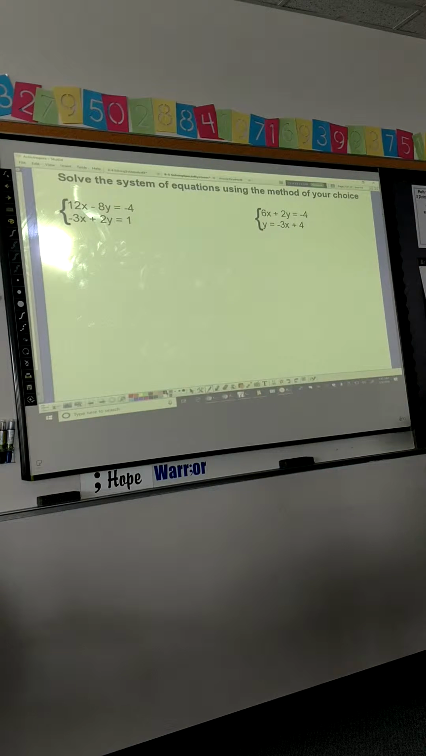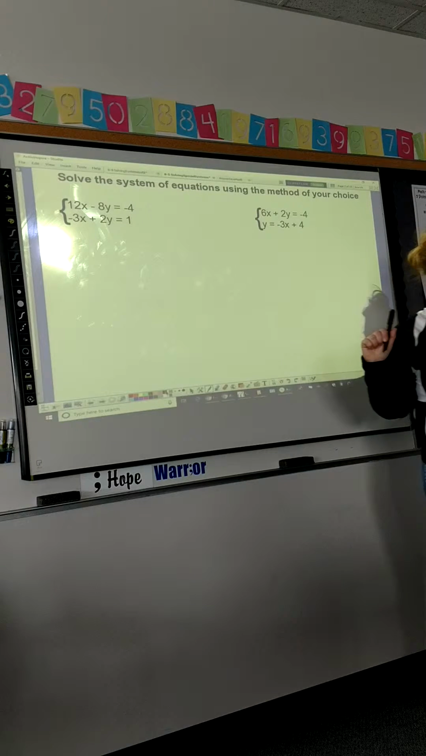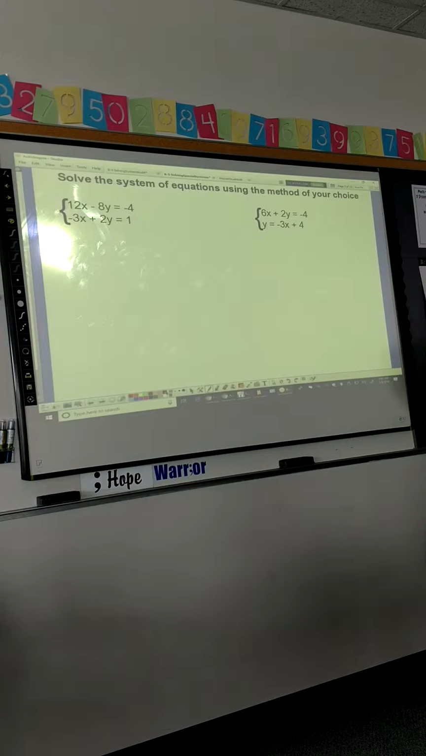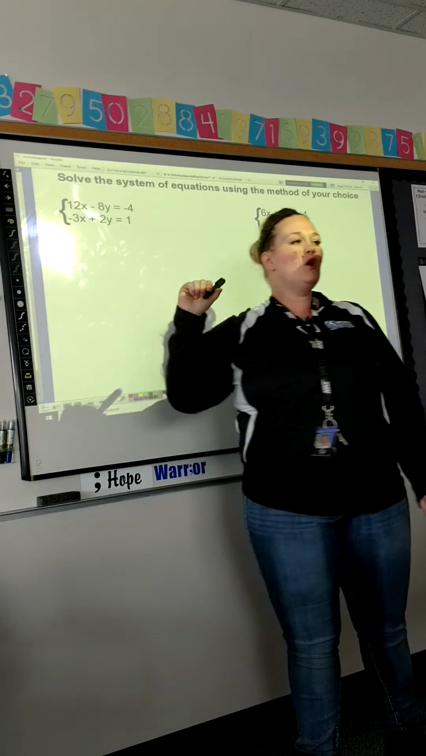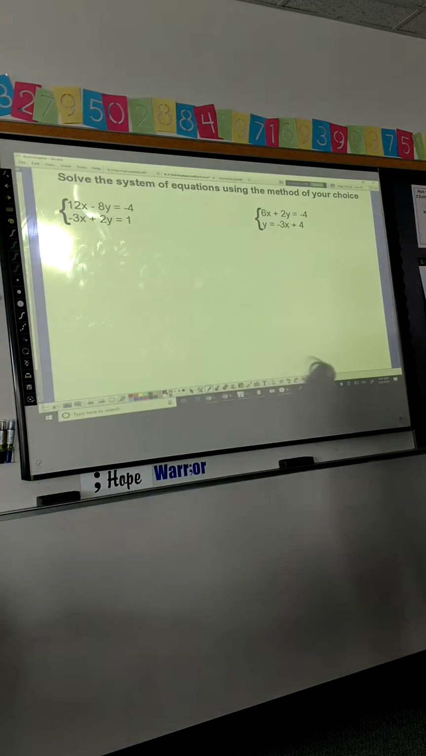Okay, the instructions say on this set of notes to do what? Choose your method. So now we're going to choose between elimination, substitution, and graphing based on which one makes the most sense to do. It's not about picking your favorite method, it's about picking the one that's going to do the least amount of work. So with this first set, what would make the most sense? Elimination, substitution, or graphing, Carly?